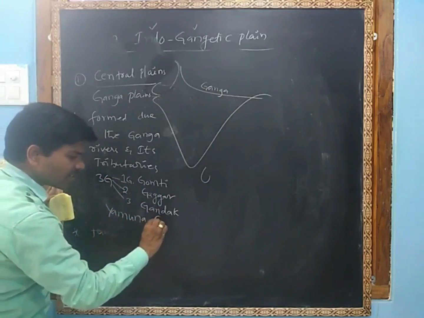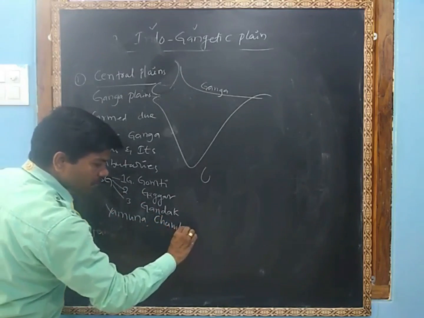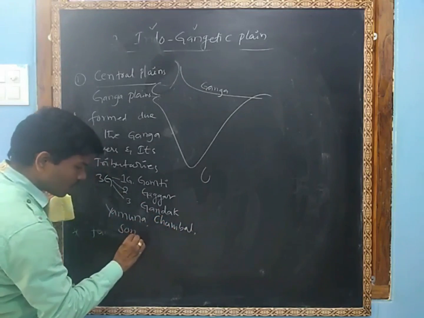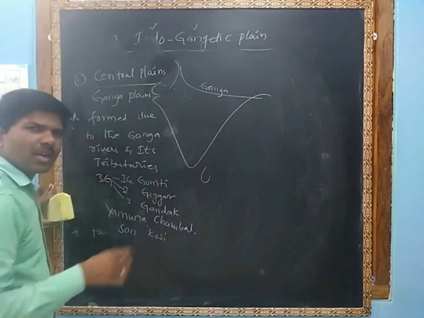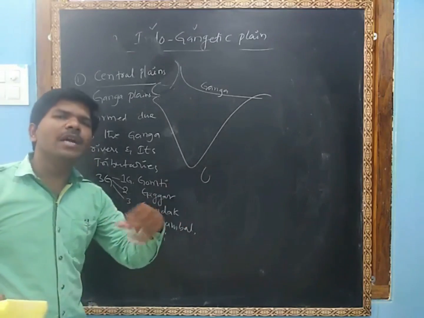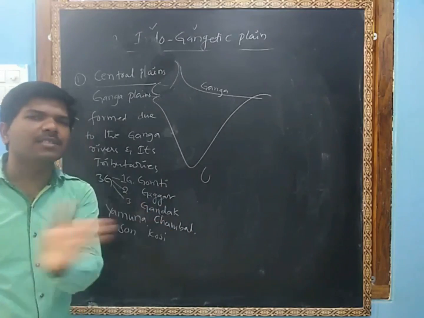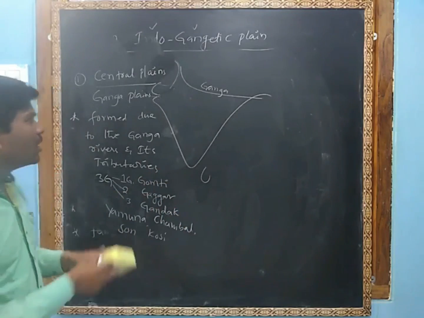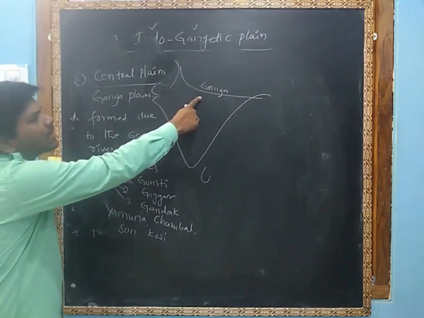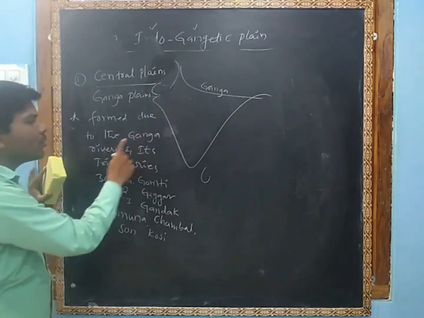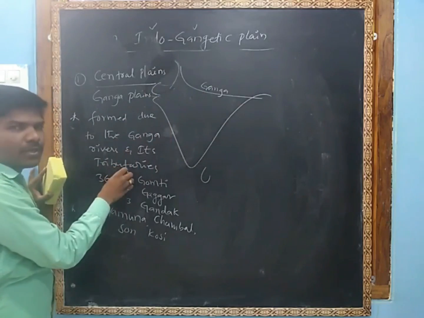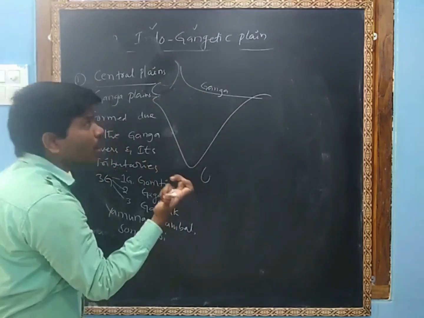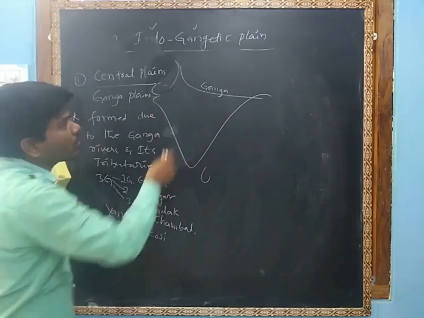Yamuna, Chambal, Son, Kosi, etc. From an examination point of view, you just give two or three rivers as examples, then you can write etc. You just write that the Ganga plains are formed due to the Ganga river and its tributaries, because the Ganga river brought alluvium and these tributaries also brought alluvium.